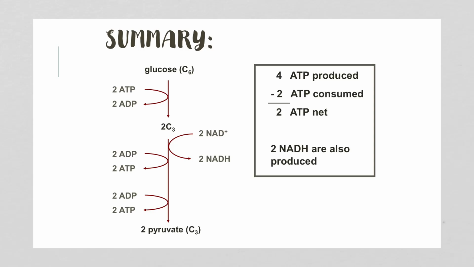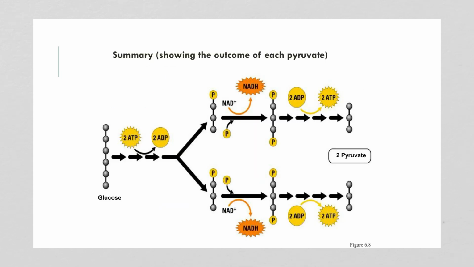This is just another summary to show what happened. So we started with glucose. We used up 2 ATP. We then had 2 3-carbon molecules. We then make 2 NADH. And then we make 4 ATP, but only 2 net because 2 had to be spent at the beginning. So you end up with 2 pyruvate, 2 ATP, and 2 NADH.